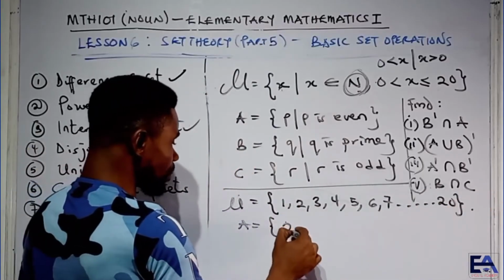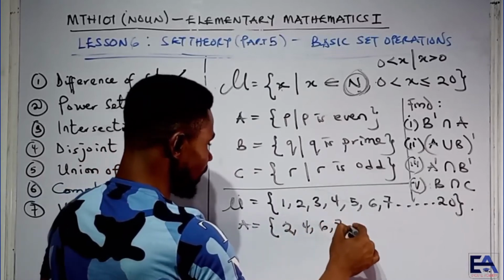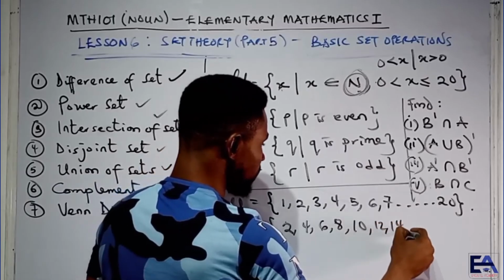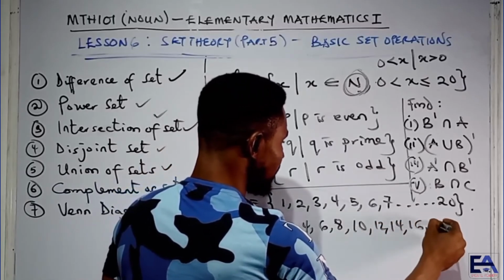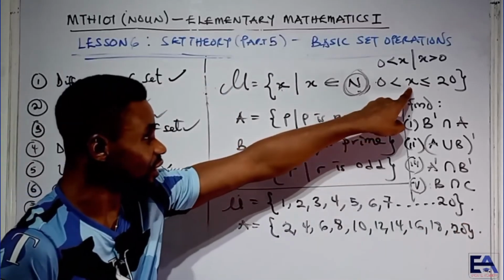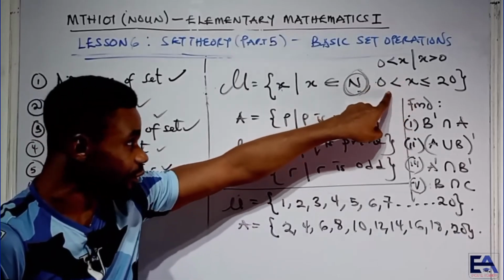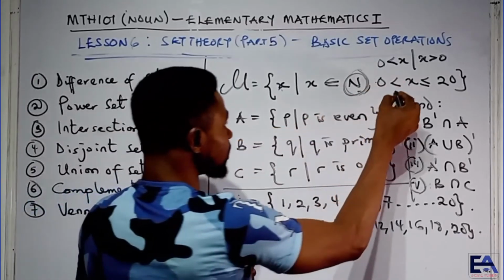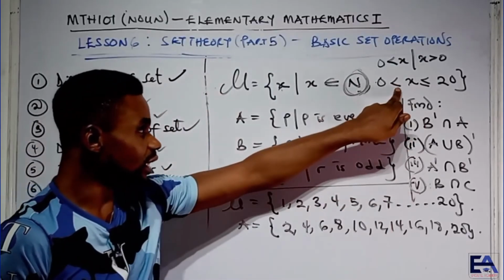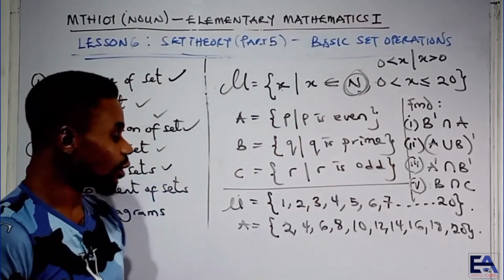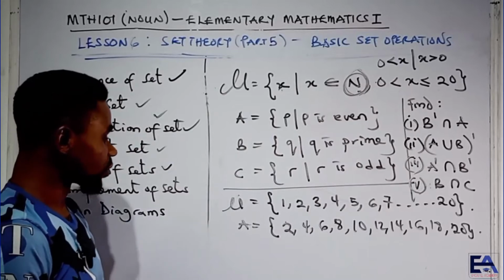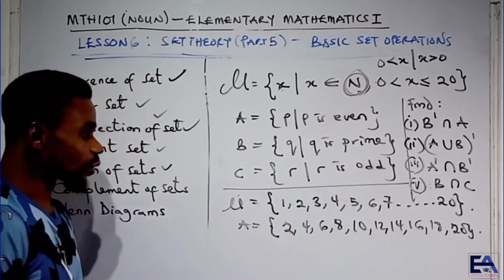So all the even numbers will be like 2, 4, 6, 8, numbers that can be divided by 2 without remainder. Then we have 10, 12, 14, 16, 18, and 20 inclusive. Okay? If you look at this one, it says x is greater than 0, which means 0 is not inclusive. Assuming it said equal to 0, you might start to consider putting 0 inclusive, but 0 is not there, so you start from the next positive whole number, which is 1, okay?